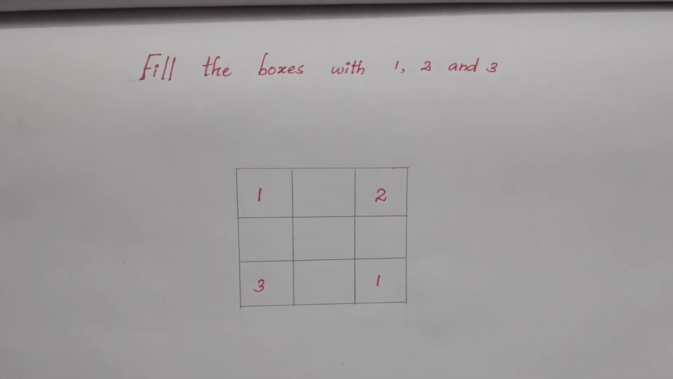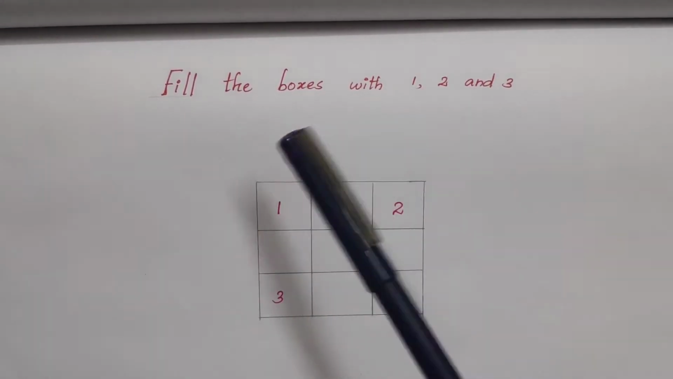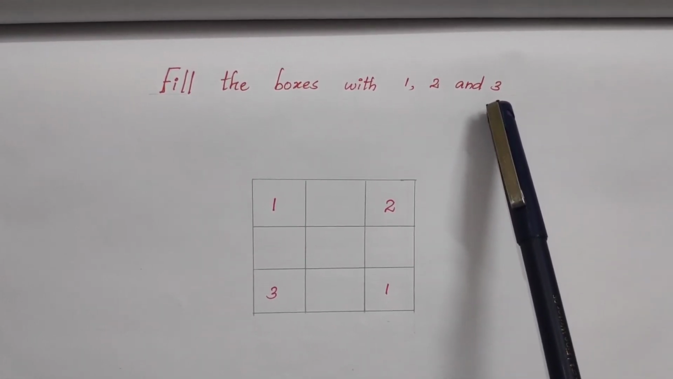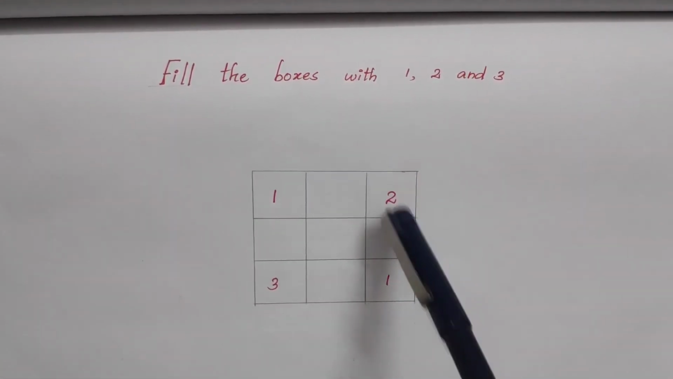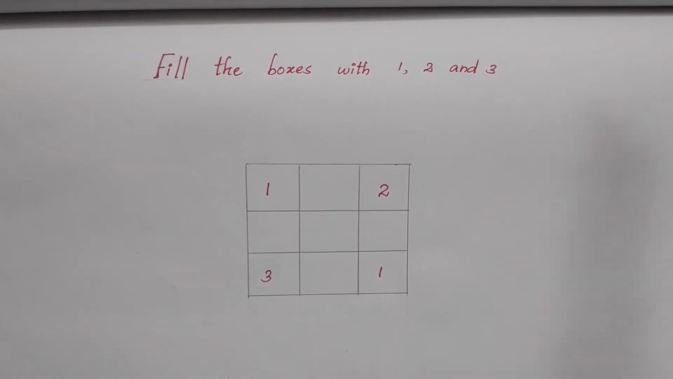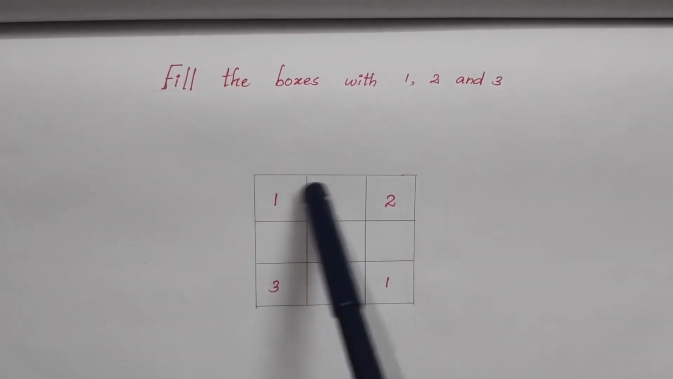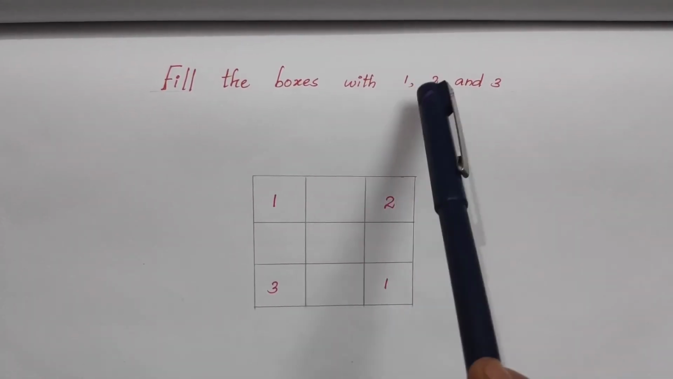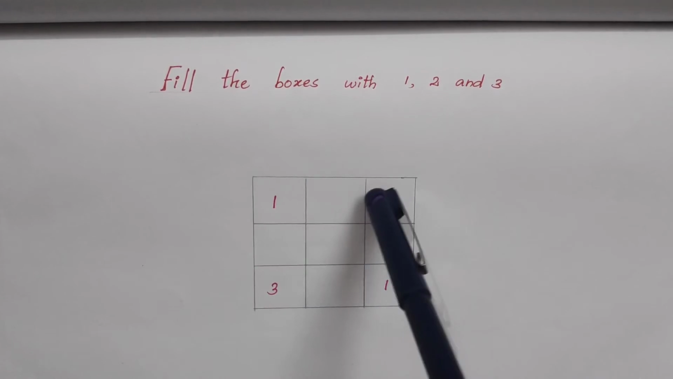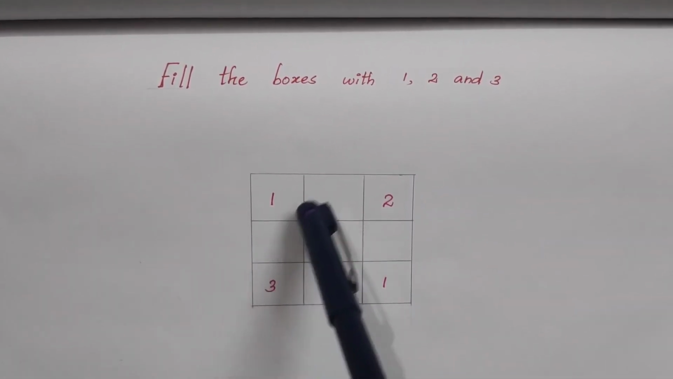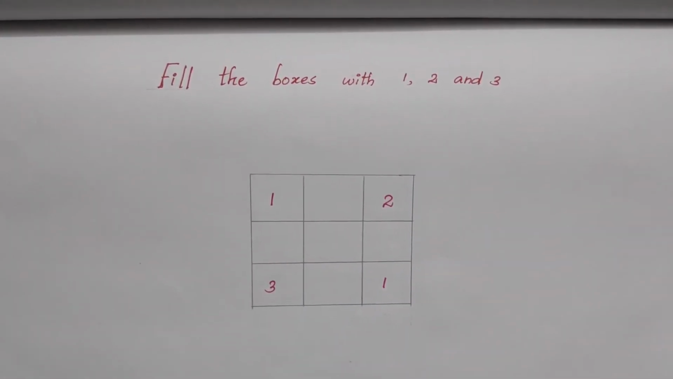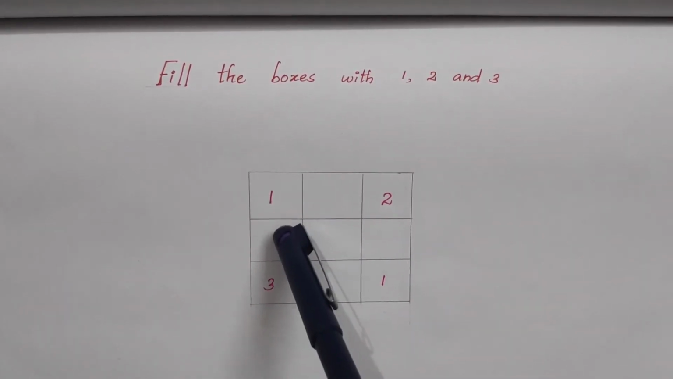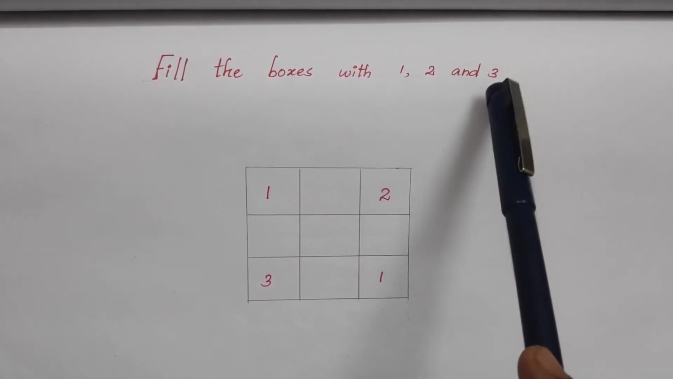Here is an example sum for you. Fill the boxes with 1, 2 and 3. So we are asked to fill this box with 1, 2 and 3. Here a grid is given with rows and columns. In this grid, from the numbers 1, 2 and 3, few numbers are arranged and the remaining boxes are empty. Now we have to fill the missing boxes with the numbers 1, 2 and 3.